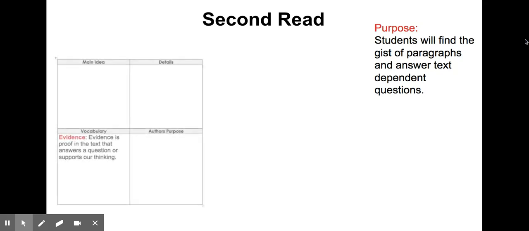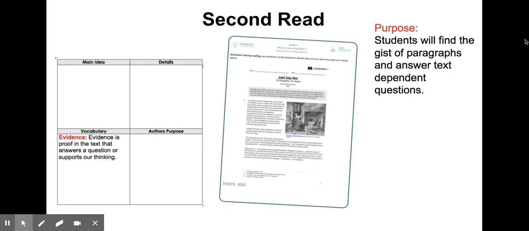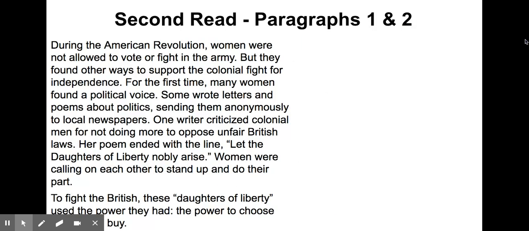Now, for the second read, our purpose is you'll be able to find the gist of paragraphs and answer text dependent questions. This is where I will be thinking out loud and monitoring you. So you will need again your graphic organizer and your text. For our second read, we're going to chunk it up into paragraphs by two. So we're going to read the first two paragraphs together. Again, I will be annotating, so make sure that your paper looks like my screen as well.